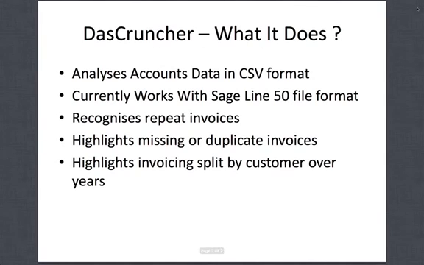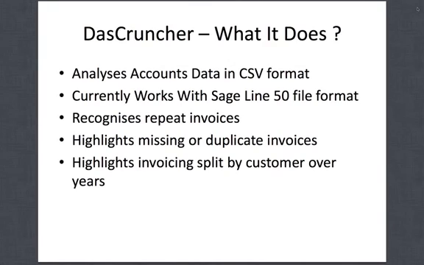Basically, DasCruncher is a tool that allows you to analyse accounts data that you upload into the tool in CSV format. It currently works with Sage Line 50 file format, so you create a file in Sage Line 50 and then you upload it to the tool. And its purpose is really to recognise repeat invoices and then to highlight missing or duplicate invoices in a series.